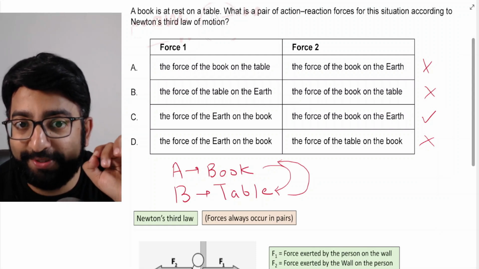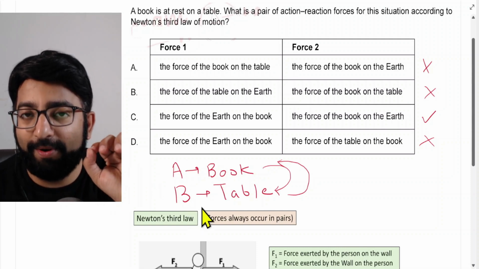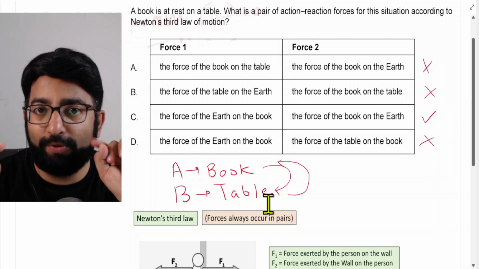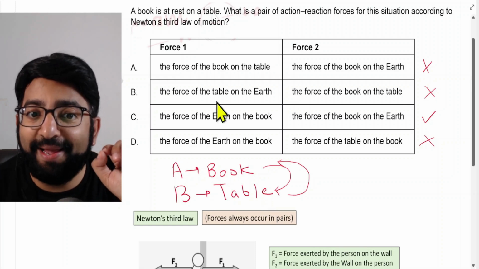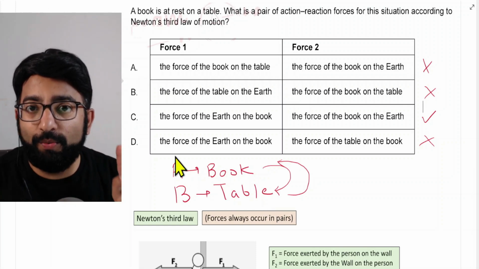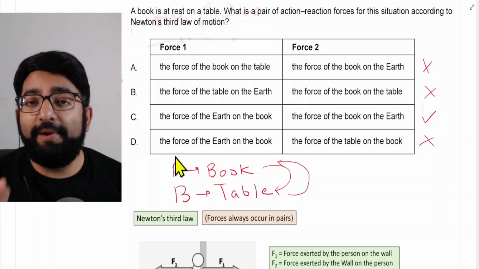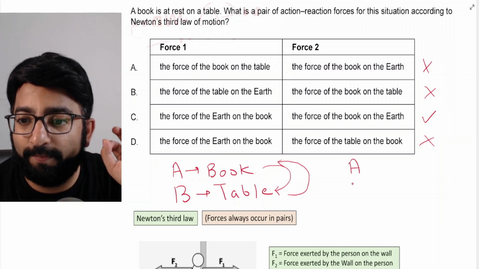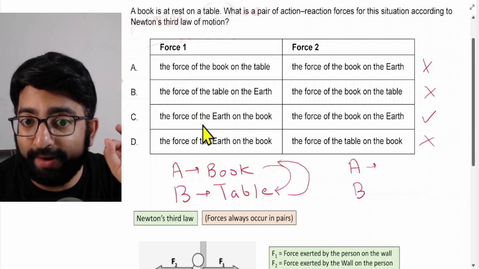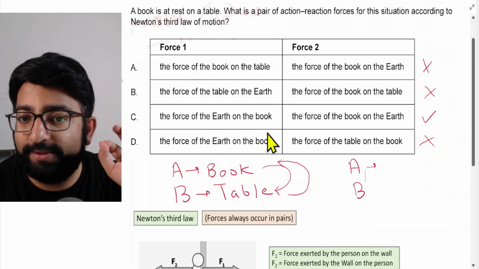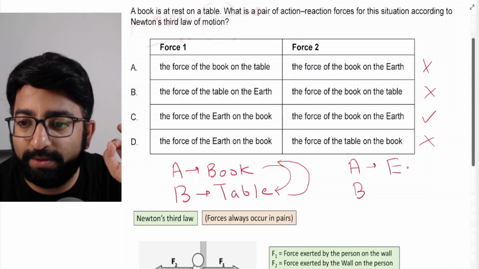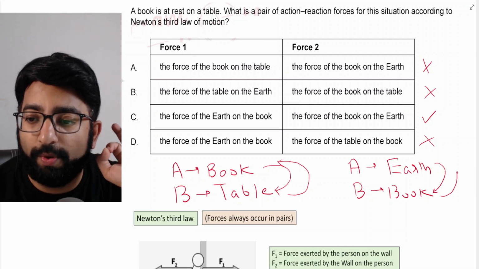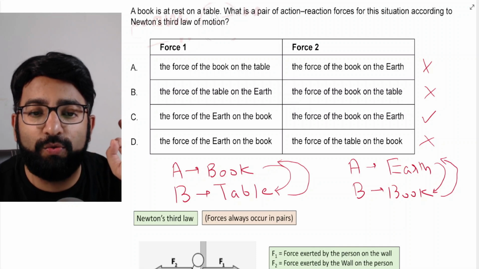All right. When we started the question, I said A is the book and B is the table. So one pair of forces will be book on the table and table on the book. That's one pair, but we don't have that pair in any of these options. That is why we select an option where force 1 and force 2 have a similar set of objects. For example, in option C, what is A and what is B? If you read both forces in option C, you will deduce that earth is one of the objects and book is the other object. So if A is the earth, B will be the book. If Earth is applying a force on the book, the book is going to apply the same force on Earth. That is true for option C.